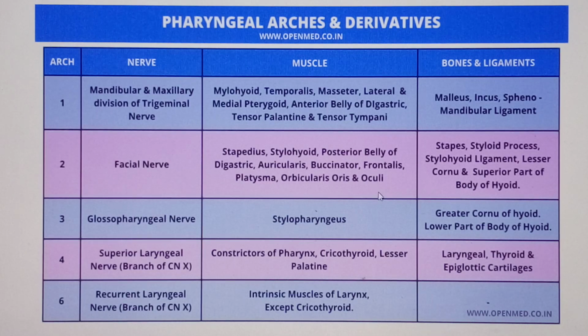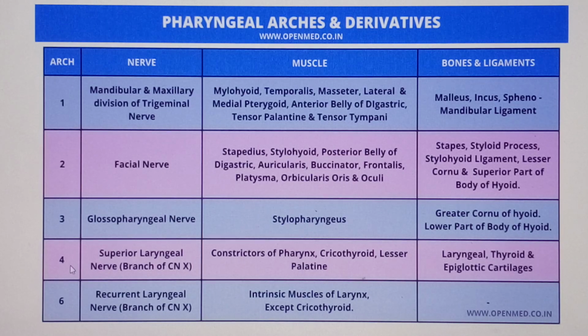Orbicularis oculi, alongside all other muscles that we've done already, which you can get the videos and of course watch. All those ones will be supplied by the facial nerve. One other thing too is that the glossopharyngeal nerve is the only nerve which will be supplying this muscle over here, which is called the stylopharyngeus muscle. That is one thing that I want you to know.